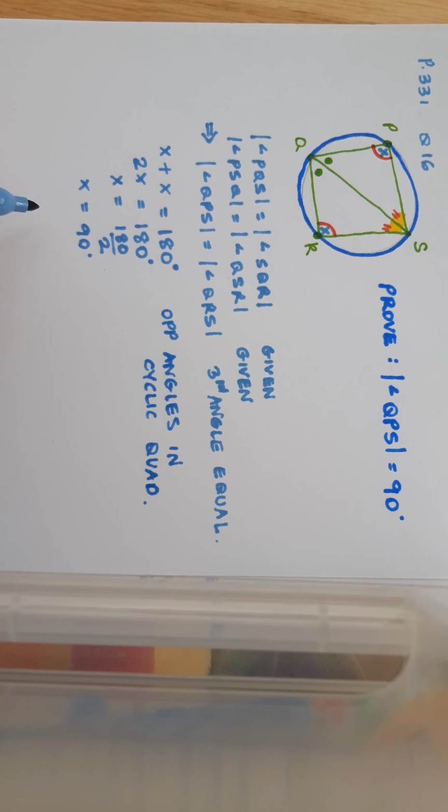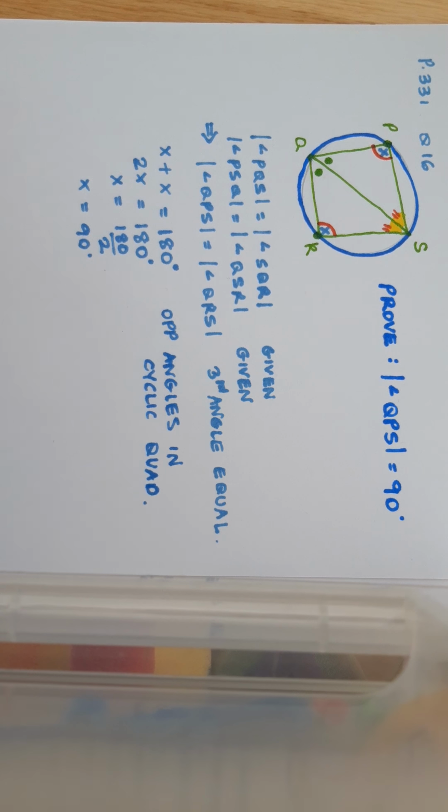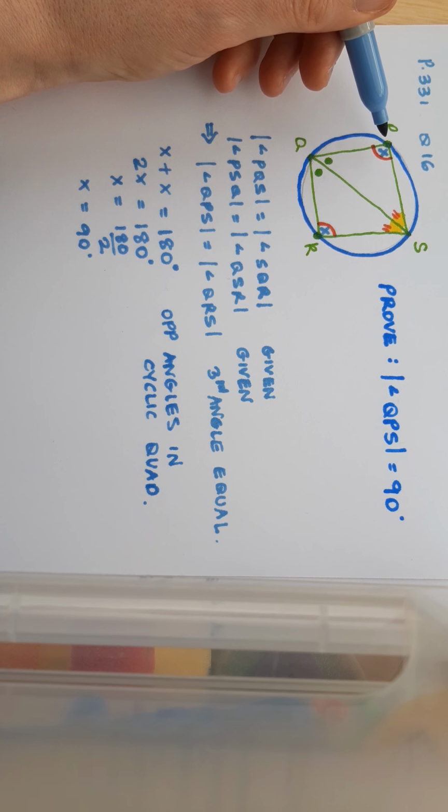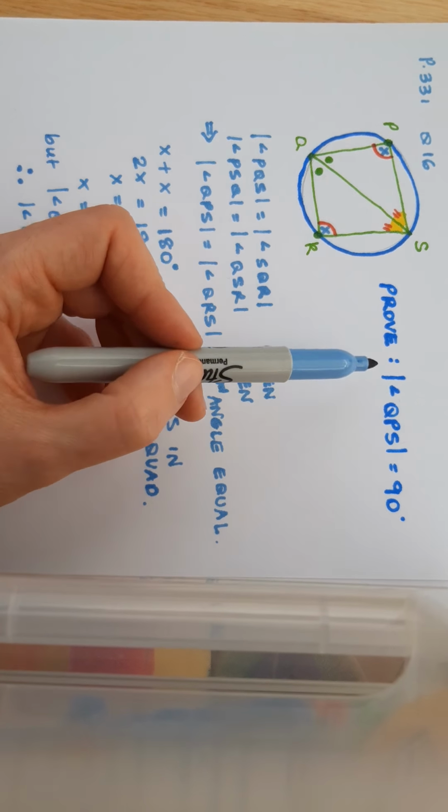Okay, so if X is 90, well, what was my goal to begin with? My goal was to prove that QPS is 90. Now look, the angle QPS is one of the angles that I called X. So I'm going to say, but the angle QPS equals X. So therefore, the angle QPS equals 90 degrees. Again, notice how my final line of a proving question is always a statement of what it was that I was asked to prove.